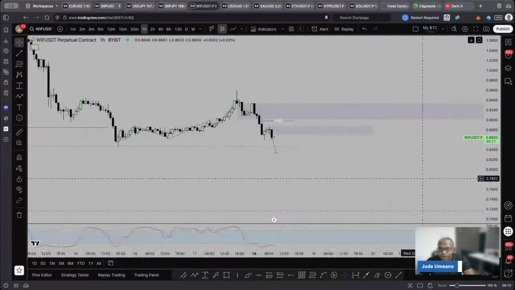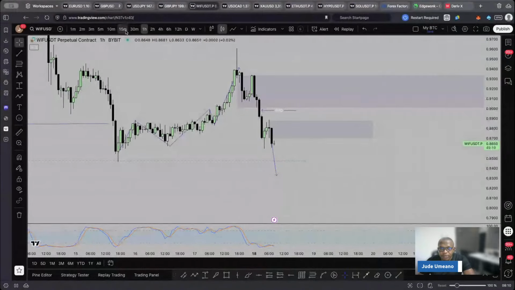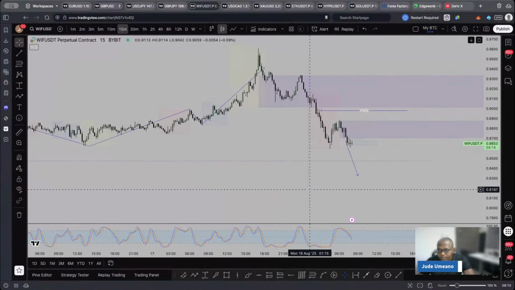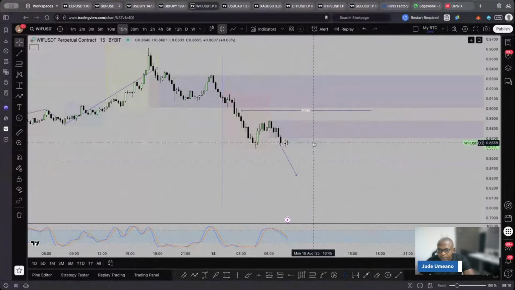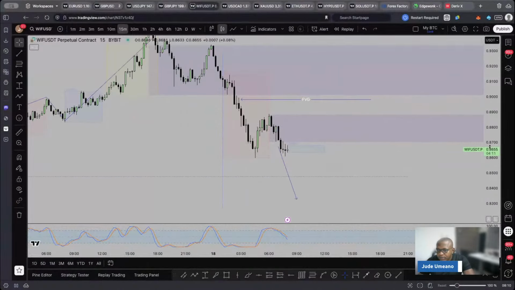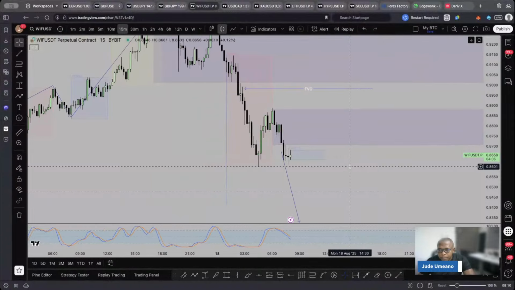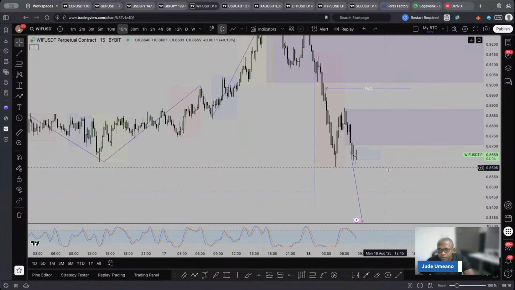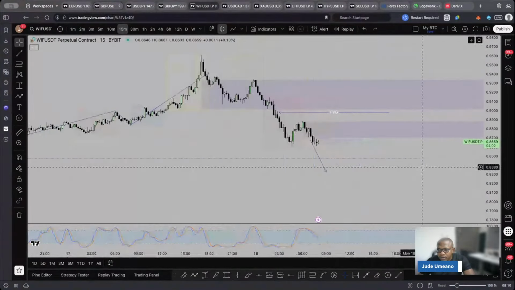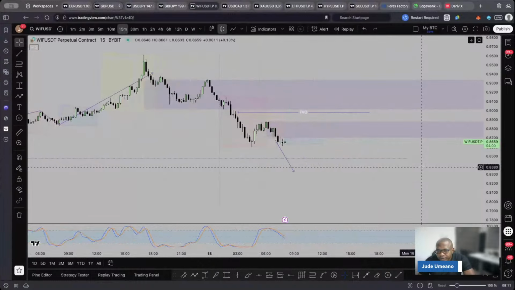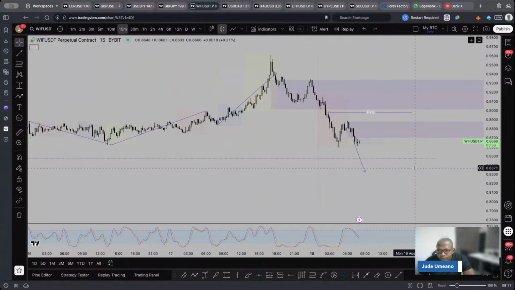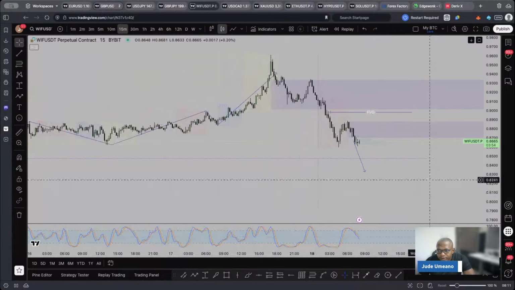For day trade, we're looking at what trade we can take today and close it up today. We are now in the London zone. So yeah, that's where my analysis stands for day trade for WIF.